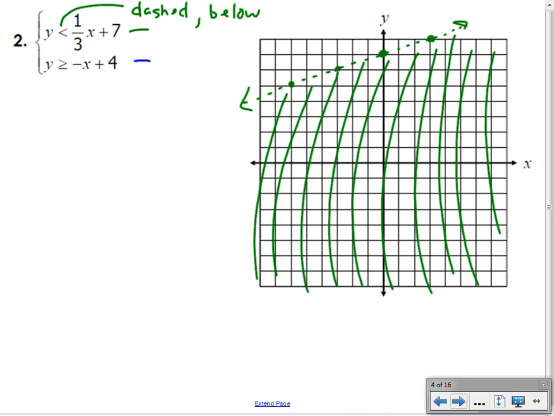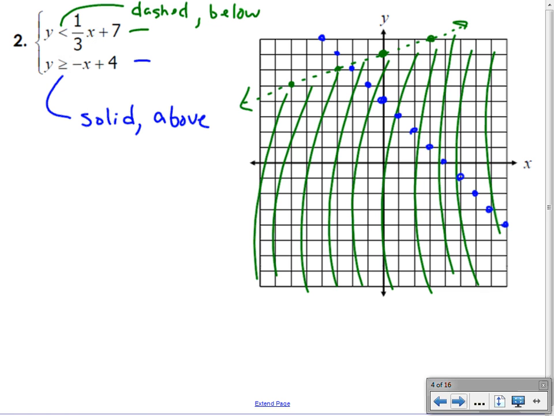Okay, so here's below. And we're going to graph our second one, but we have a greater than or equal to sign, so our line is going to be solid, and we're going to shade above. So we have a y-intercept at +4. We have a slope of -1. So we're going down 1, right 1. Okay, and then we can backtrack, go up 1, and left 1.